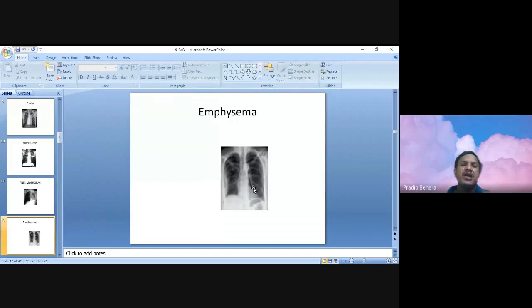So it overlaps the cardiac shadow, and the cardiac shadow looks like a tubular structure, and you'll find increased bronchovascular markings in the lung fields. This is very typical of emphysema. Just look at the X-ray, you can identify. If you look at the vertical diameter, it is enlarged, increased vertical diameter, and the heart shadow will be tubular looking. So this is emphysema.